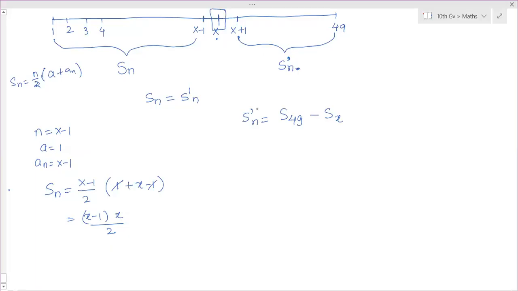So calculate S dash. S49 means 49 houses are there, so 49 is the 49th position. So 49 by 2 into A plus N, A is 1, N is 49, minus X. House number X is present on Xth position, so N is X here. X by 2 into 1 plus X. Is this clear?